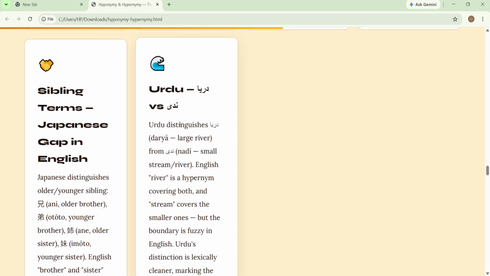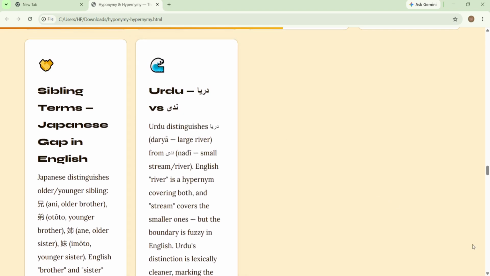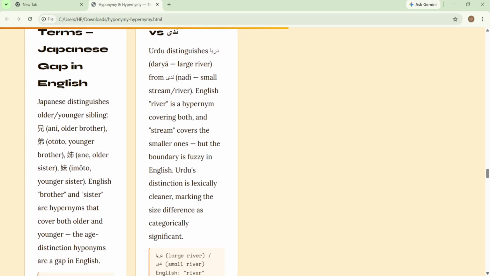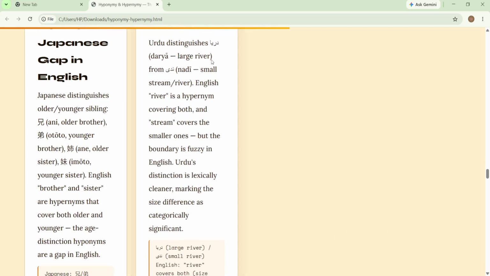Let's look at Urdu, Darya versus Nadi. Urdu distinguishes Darya, which is a large river, from Nadi, a small stream or river. English only has river, a hyponym which covers both. Stream covers the small ones, but the boundary is fuzzy. In Urdu, the distinction is lexically clean and clear, marking the size difference as categorically significant.